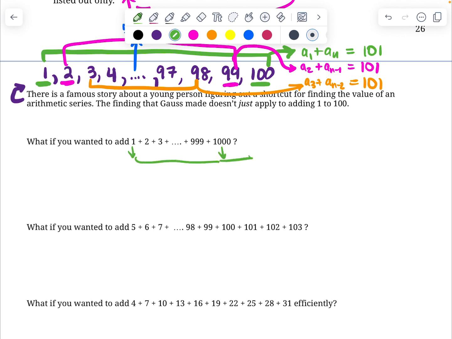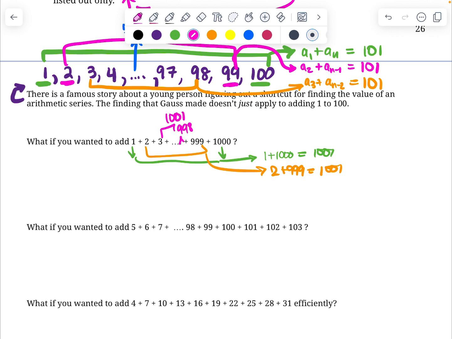1 plus 1,000 is 1,001. 2 plus 999 is 1,001, right? And the number that would be right here would be 998. And if you add these together, we'd get 1,001.